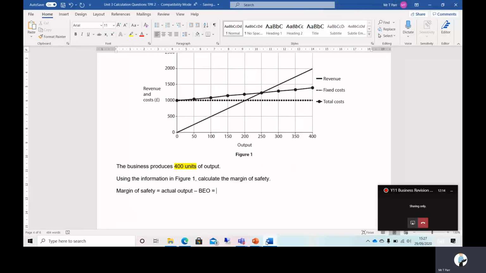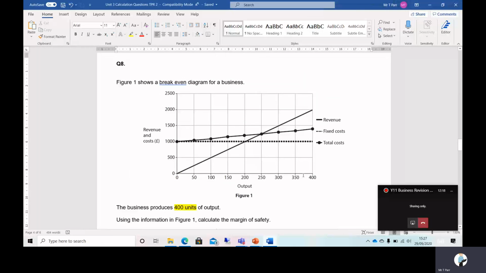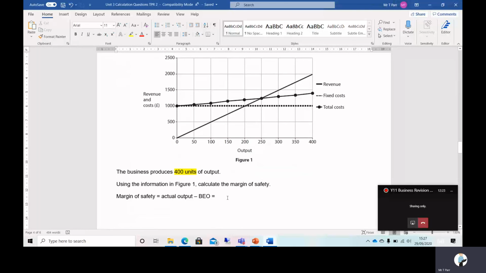So in this case, our actual output you can see is in the question. A lot of people miss that bit out because they're too busy looking at the diagram rather than reading the question. So our actual output is 400. Our break even, if we look, is the point at which our revenue and total costs cross. So it's there. Remember, you go down. So it's 250 units. So quite simply, 400 take away 250 is 150 units.